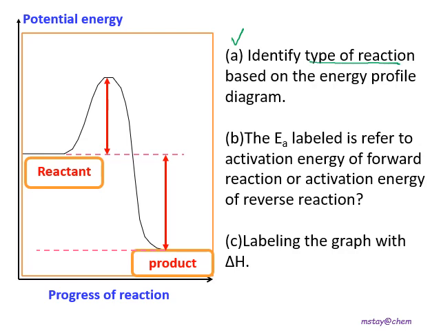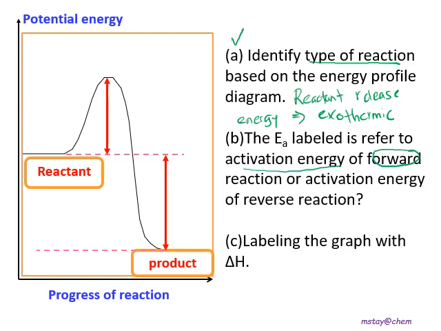When we look here, we notice that the reactant releases energy. So this reaction is an exothermic process. Next, the EA label refers to the activation energy of the forward reaction or reverse reaction. So let's see what happened now.